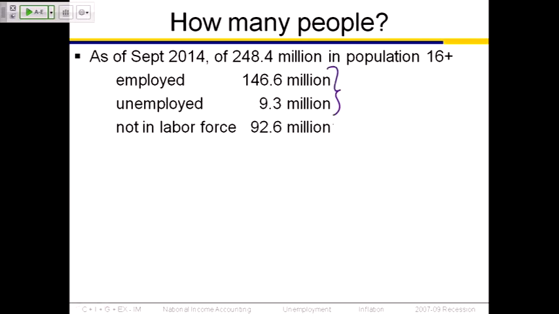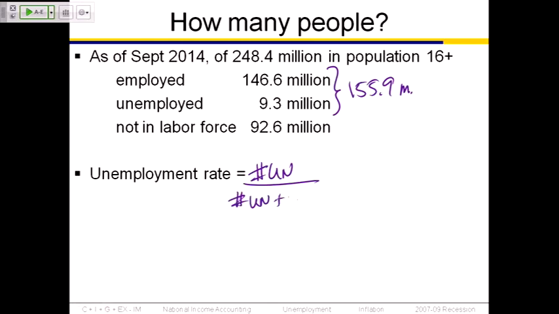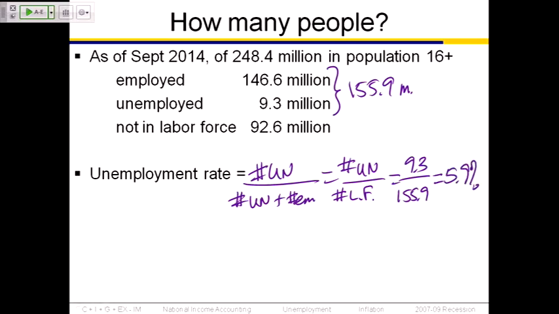The sum of these first 2 numbers, employed plus unemployed, which is 155.9 million, that's the size of the labor force in the United States economy as of September 2014. The unemployment rate is the number of people unemployed divided by the number of people unemployed plus the number of people employed, which is the same thing as saying the number of people unemployed divided by the number of people in the labor force. For the United States as a whole, it's going to be the 9.3 million divided by the 155.9 million, and as you saw in the exercise you did in section, that gave us an unemployment rate in September of 5.9%.